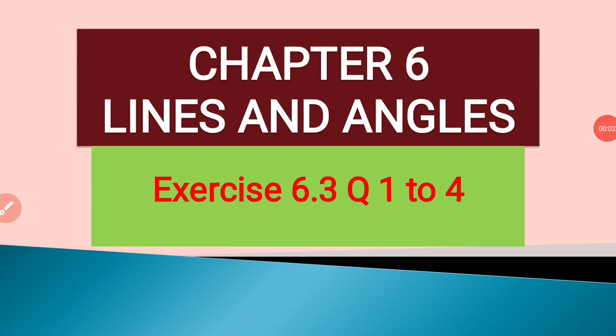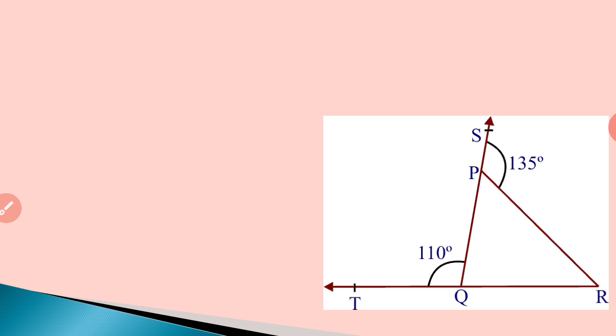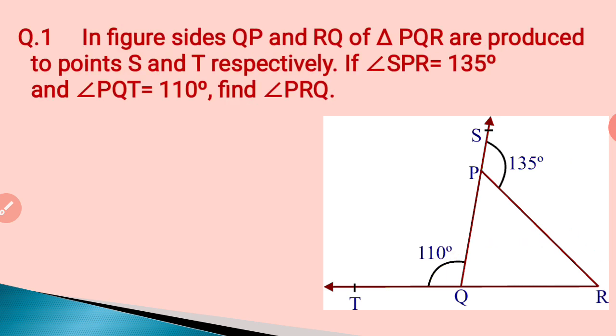Hello children, we are back to chapter number 6, Lines and Angles of Standard 9th. In the last video, we have studied about angle sum property of a triangle and exterior angle theorem. Now we are going to use both the theorems here in exercise 6.3 to solve the examples which are given. So let us begin with the first question.